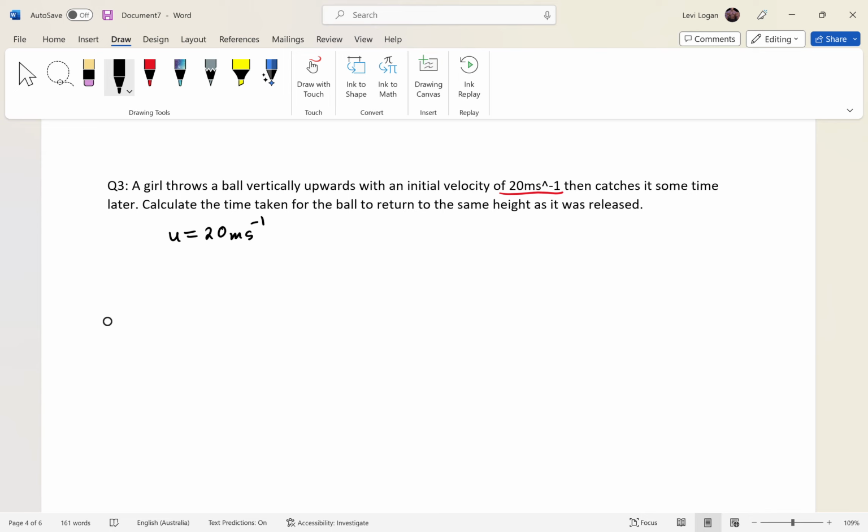Alright, so straight up the back, we're looking at this scenario here. So it has a ball. It's gone up and it's fallen back down, and we want the time taken, so the total time. So the time up and the time down. So total time equals time up plus time down.